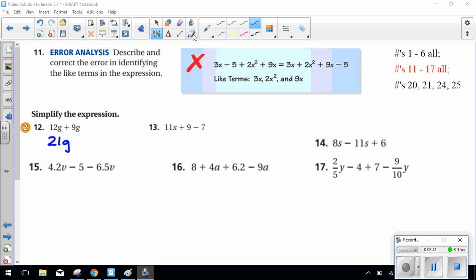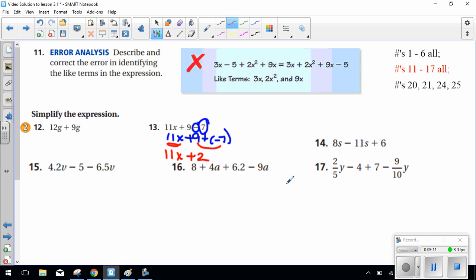All right, let's take a look at 13. On number 13, I have 11x plus 9 minus 7. So the first thing we can do, and I know we haven't done it in other examples, is rewrite minus as plus opposite. So 11x doesn't have any other term with an x, so it's just 11x. And then 9 plus negative 7 is positive 2, so plus 2. So 11x plus 2.